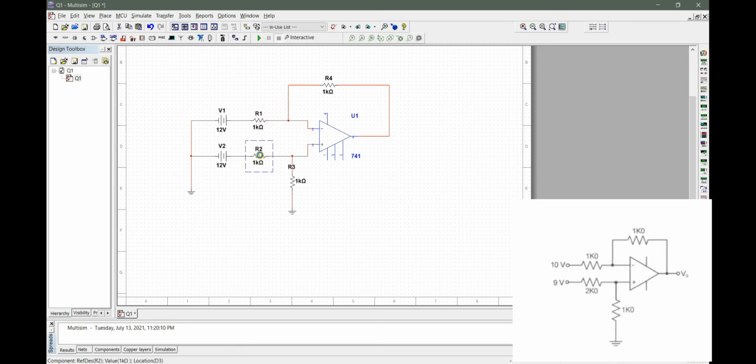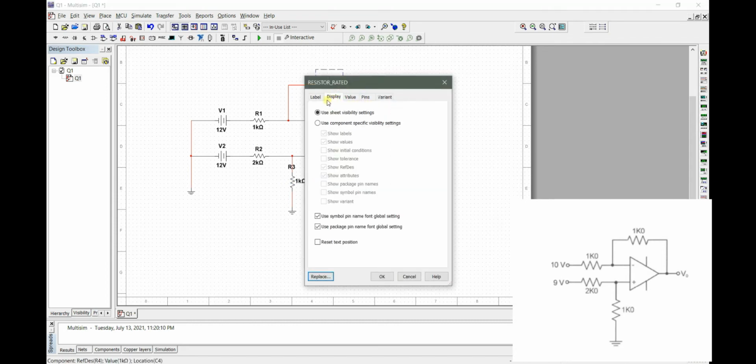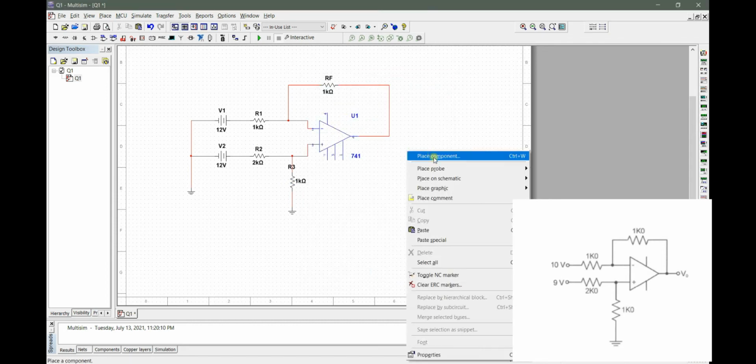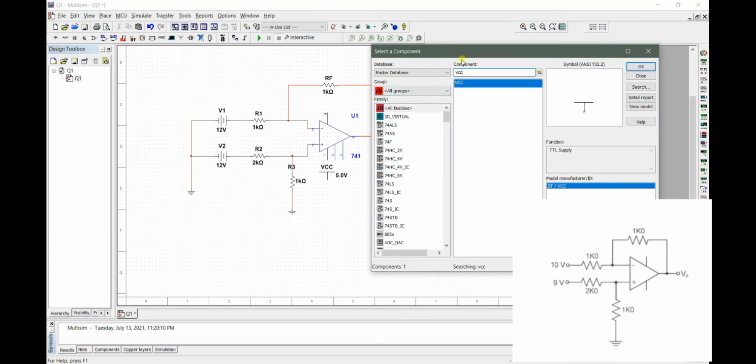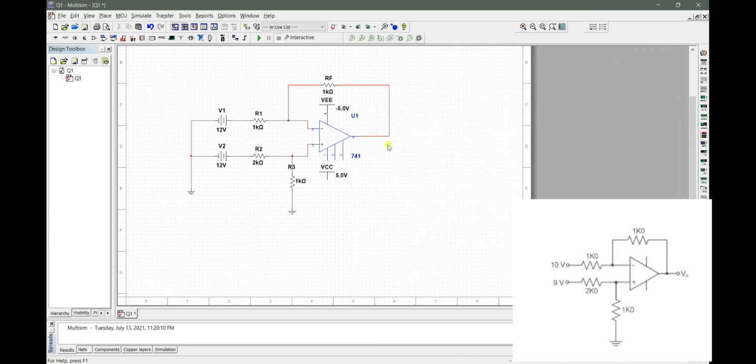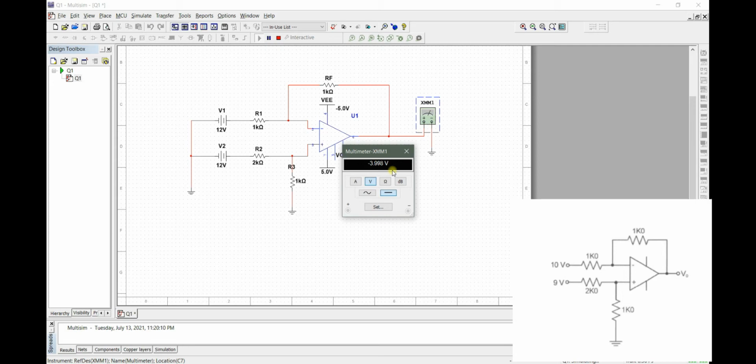But before that, we need to connect VCC and VEE to the operational amplifier as its power supply. In this case I supply 5 volts for VCC and VEE to the op-amp, and then I connect the multimeter to check the output voltage. I get the value negative 3.998, which approximates the calculated negative 4 volts.